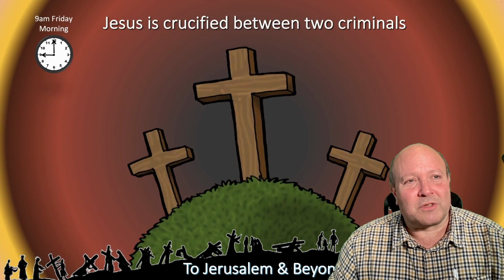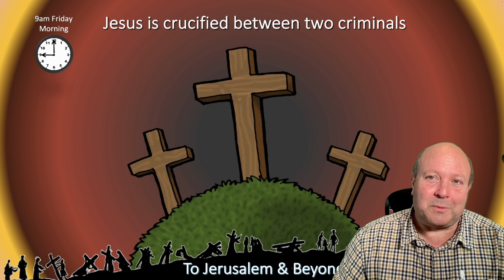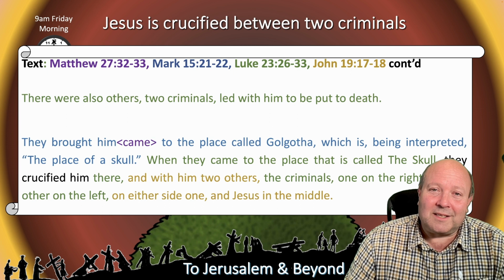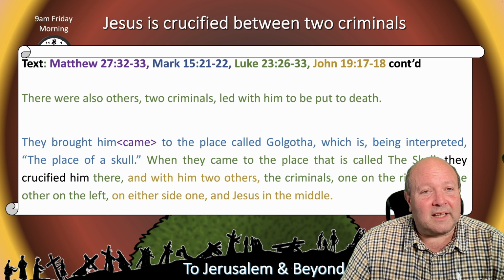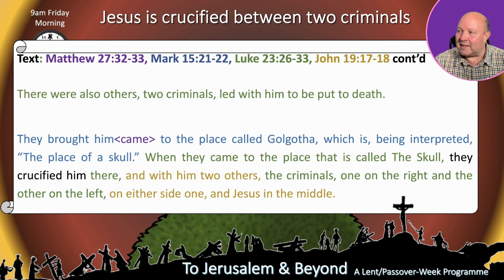So then Jesus, of course, gets crucified. We could spend the whole evening just doing these verses, so I do apologise for the speed we're running through these significant verses. There were also two criminals led out with him to be put to death. They came to the place that's called Golgotha, which is interpreted as the place of the skull. They crucified him, and with him two others, the criminals, one on the right and the other on the left, with Jesus in the middle.